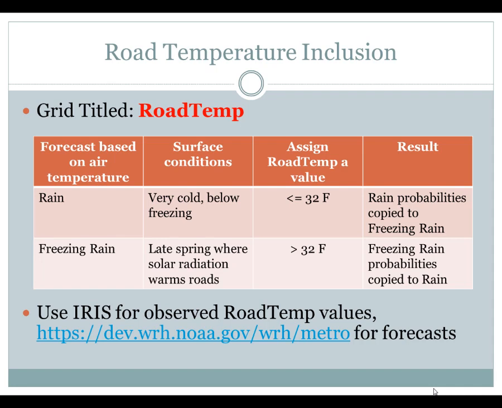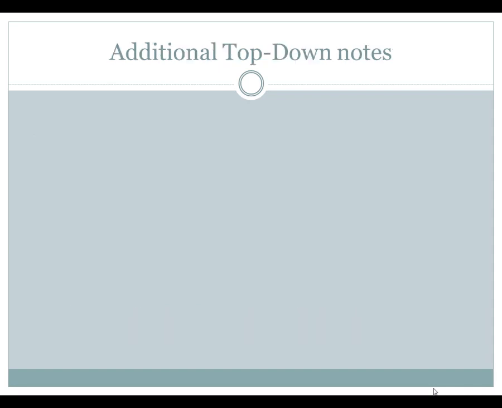IRIS can show some of the observed road temperature values for those states that have road temperatures set up. There's also this website address here. It's referenced in Forecast Builder as well, where you can grab forecast values for road temperature.